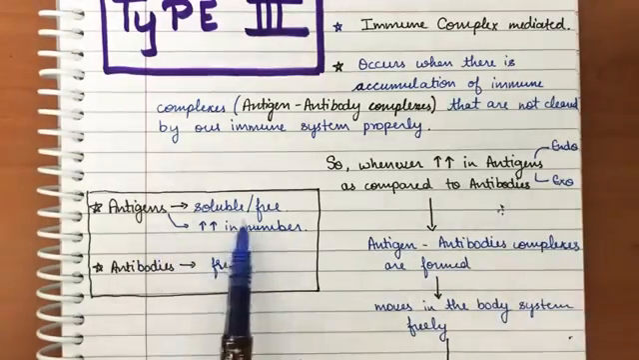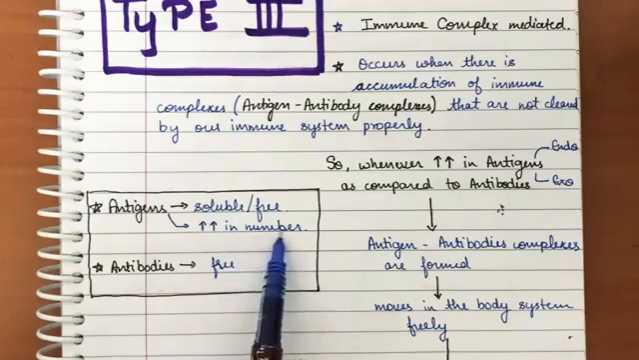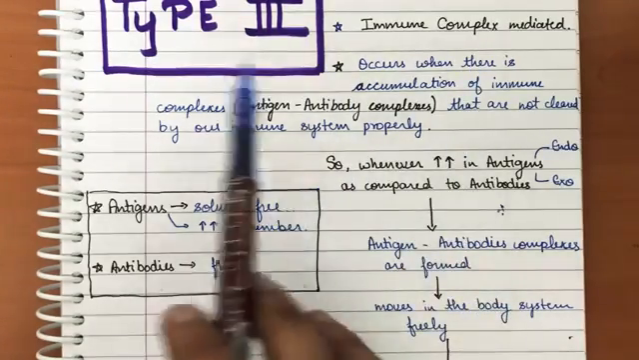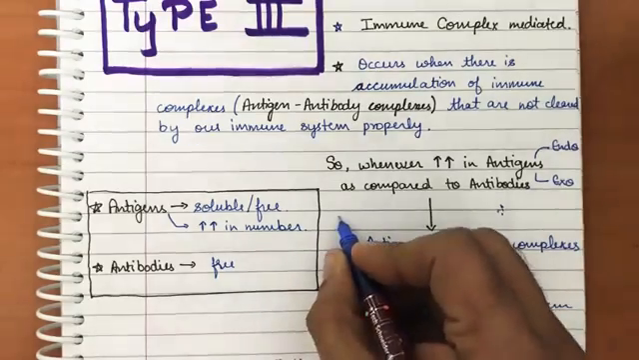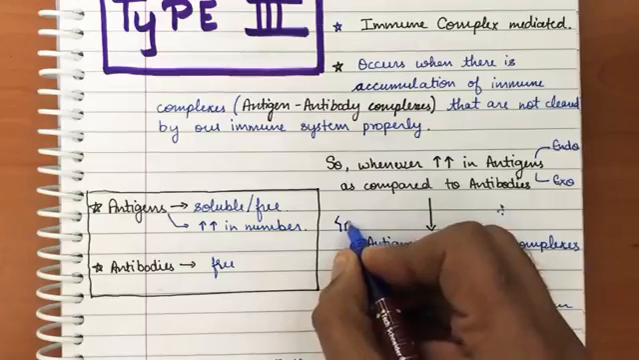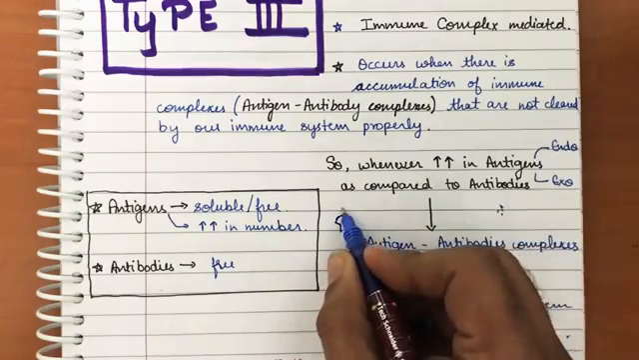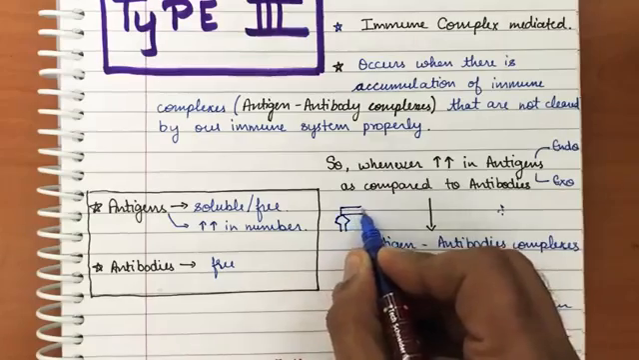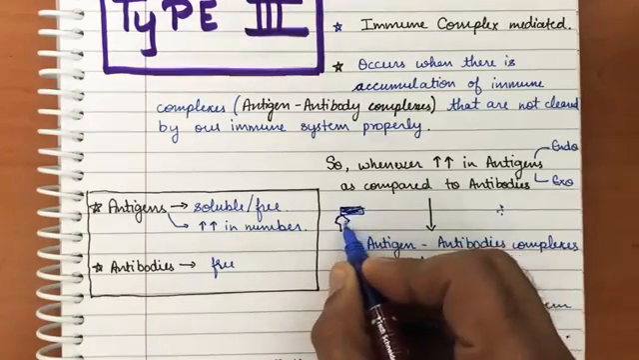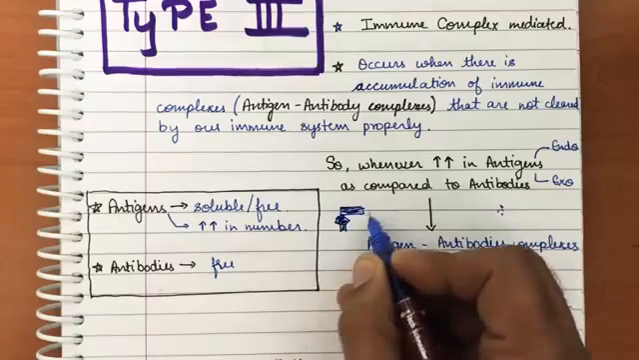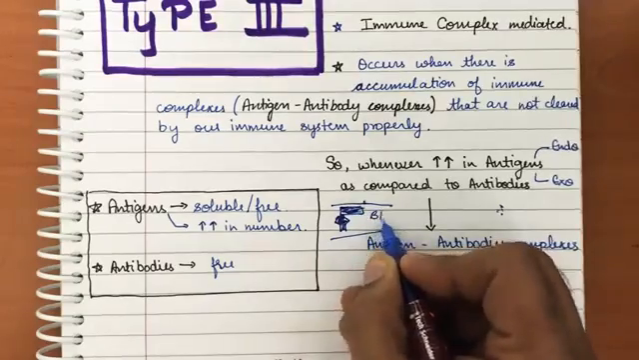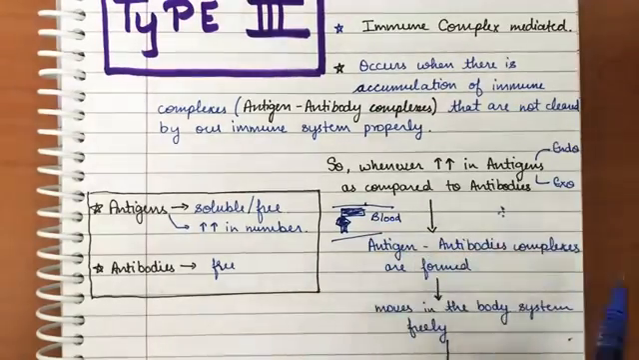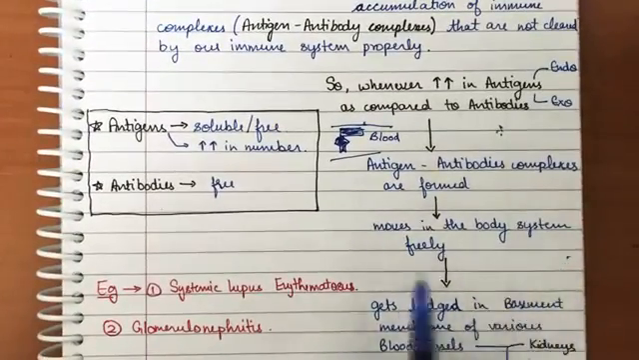So these antigens are soluble and free, and they are very high in number in type 3, which will lead to the type 3 hypersensitivity reaction. These antibodies will also be free and they both will form a complex. For example, this is an antibody and this is an antigen. They both will join together, form a complex, and circulate freely in our circulatory system, that is in our blood.